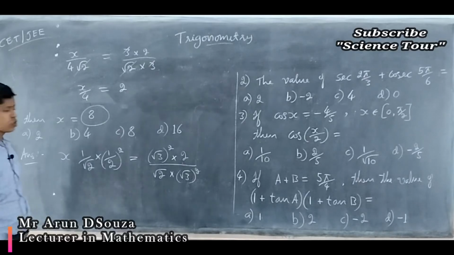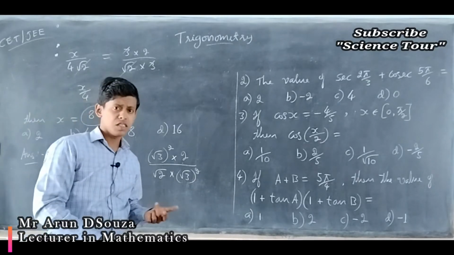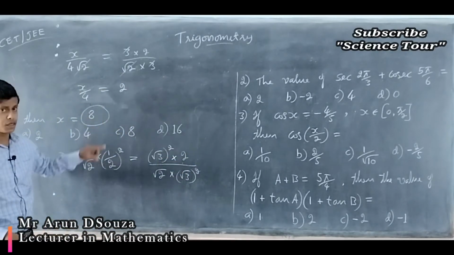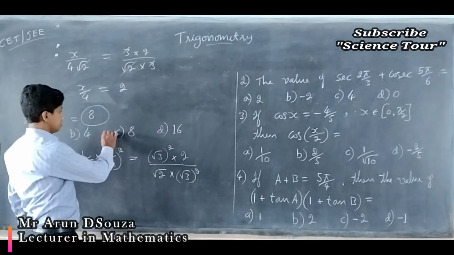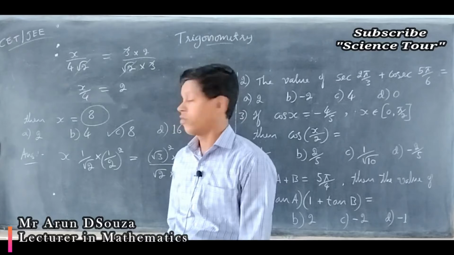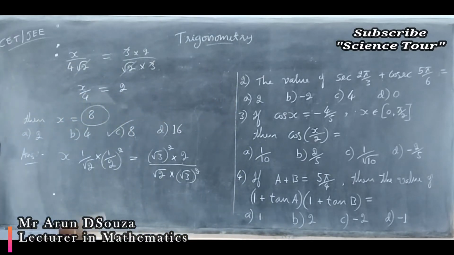Well, that was so simple. The only thing you need is to know the values accurately. If you miss just one, your final answer will be altered. Okay, it will have a change. So option C is the right answer for the first question. Let's move to the second question.